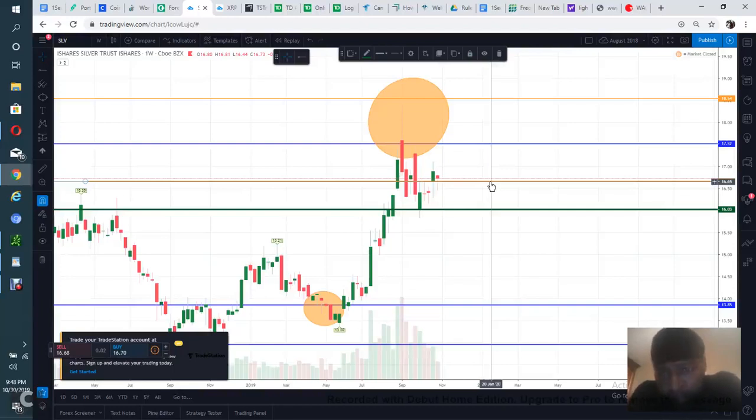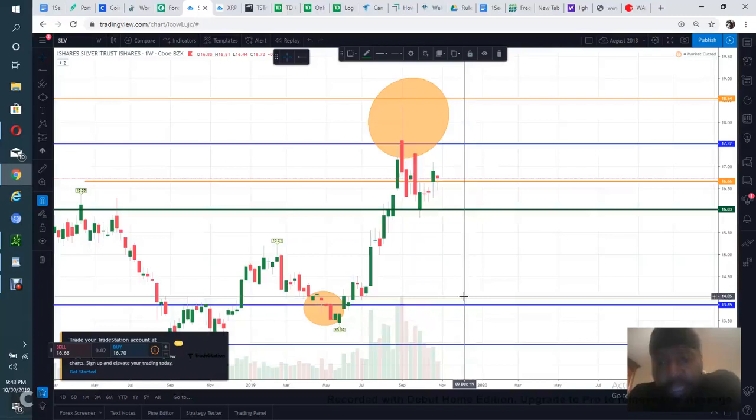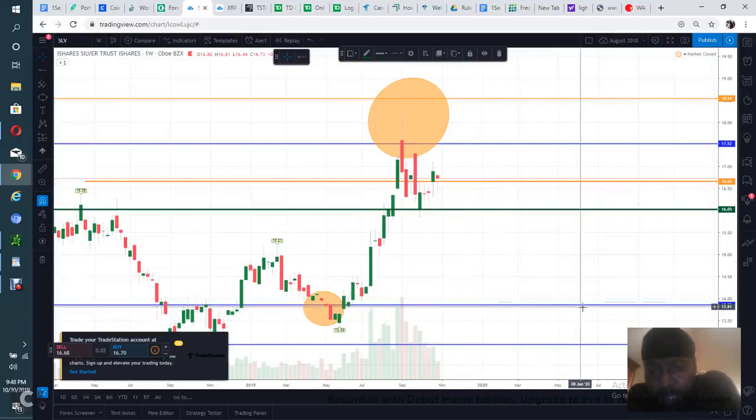But if it doesn't, then I'm going to wait to see how it approaches the 16 mark. As it approaches the 16 mark, if the volume gets into another high bar like this, and then we have another drop off in volume behind that, then obviously we're looking down. That's scary, to get back into the 13s.